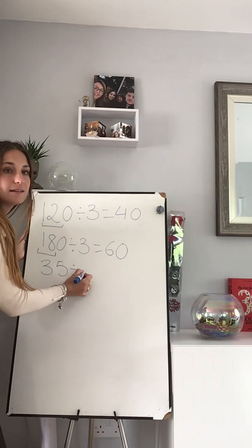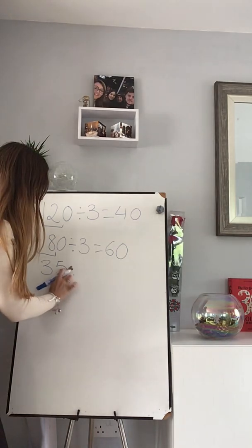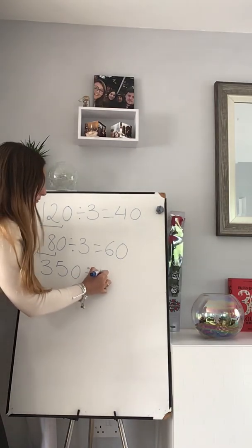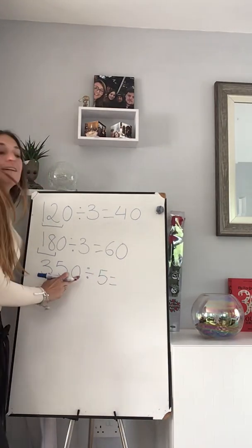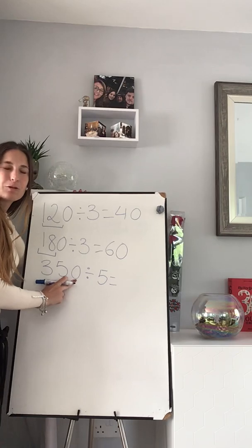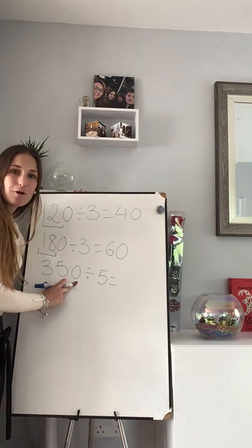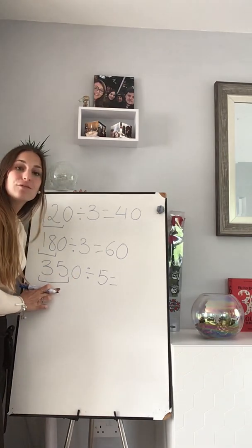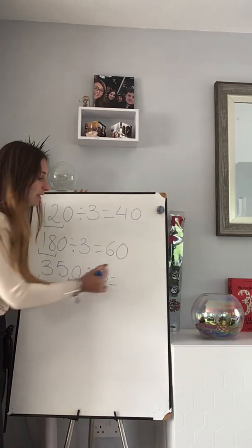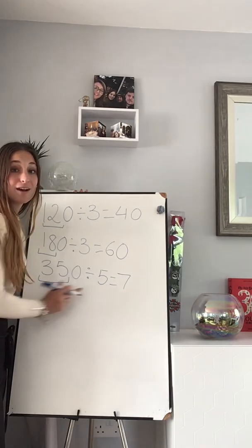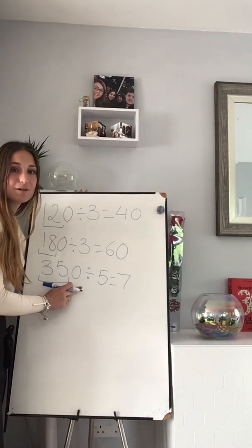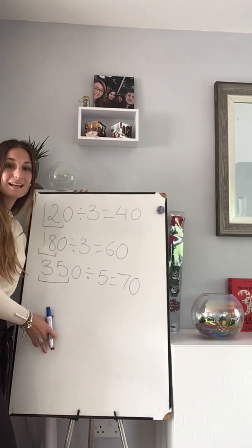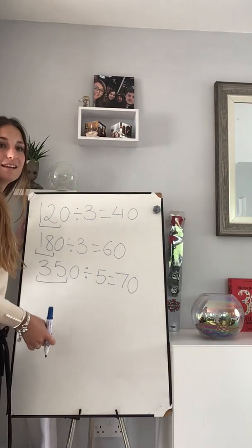350 divided by 5. Multiple of 10, it ends with a 0. I look at my front number, 35. 35 is on my 5 timetable. 7 times 5 is 35. I have a 0 at the end that I need to add. Okay, the answer is 70. Next one.